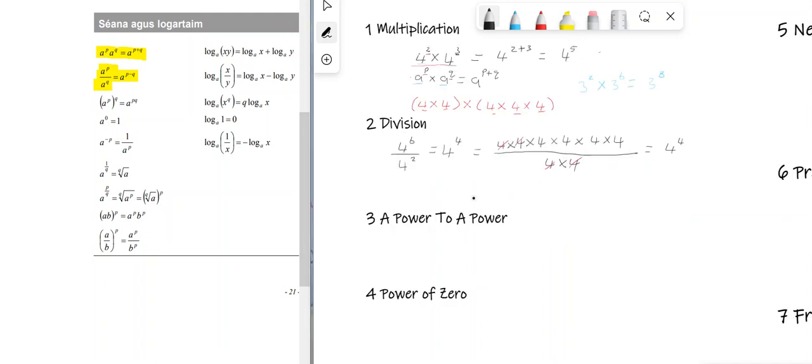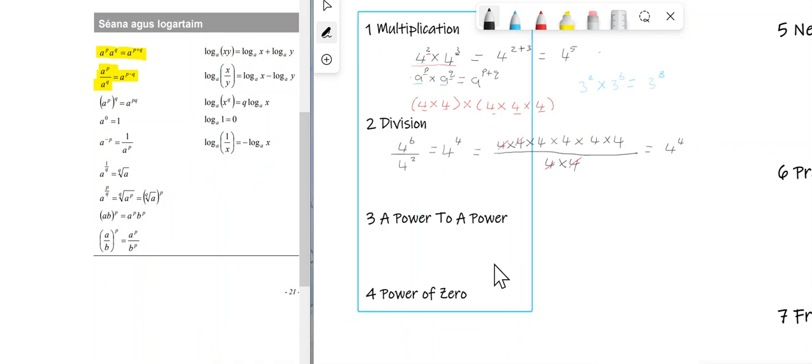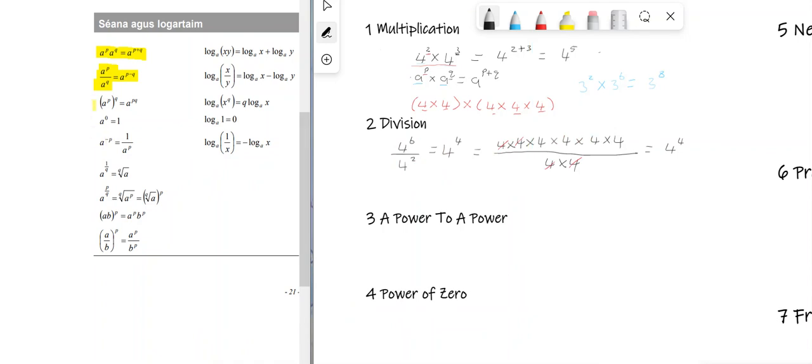So the next rule then is a power to a power. So let's have a look at this. So let me just move this down here. So a power of a power, and that is this rule here. Okay, so this is how it shows up in your index or your log tables. So (a^p)^q is going to be equal to a^(p×q).